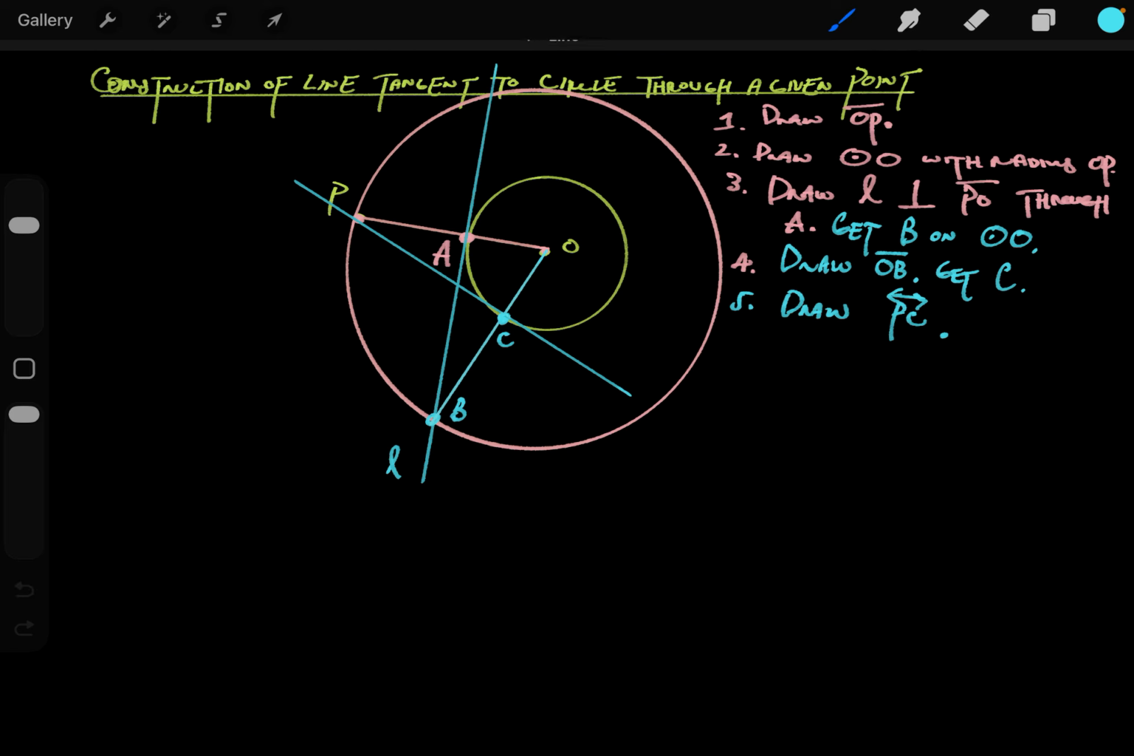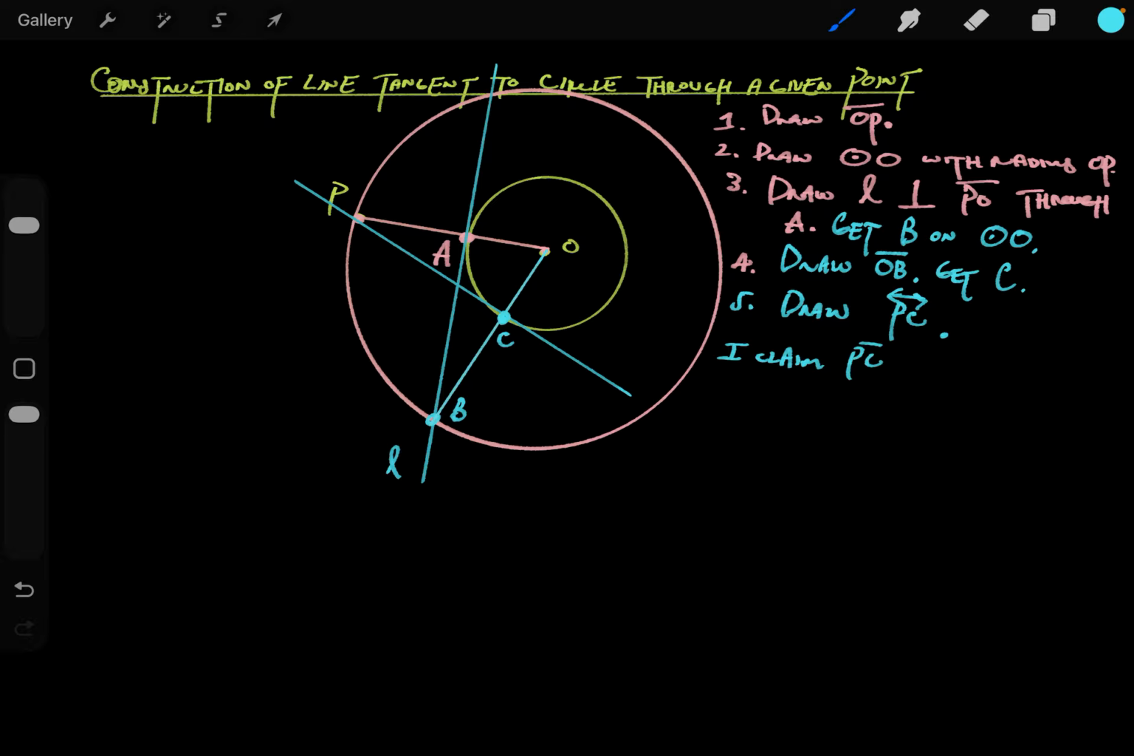Okay. And then now my claim is that PC is tangent to the original circle O, the smaller one, is tangent to circle O through P, obviously. So all I really need to do is prove that it's tangent through P. Okay, let's write up this proof. So proof.